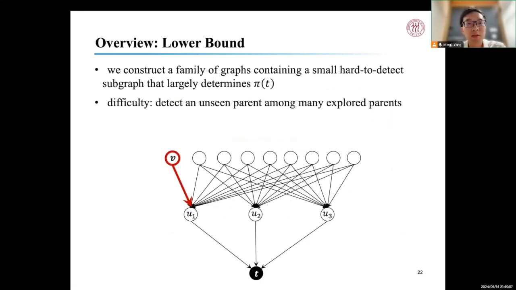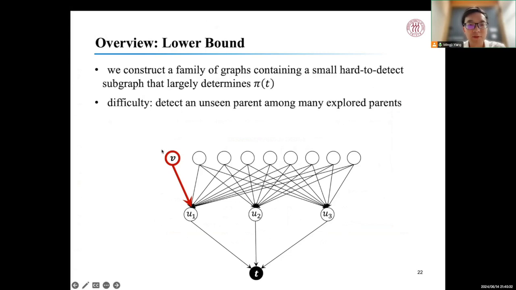On the other hand, for lower bounds, we construct a family of graphs containing a small and hard-to-detect subgraph that largely determines the magnitude of pi t. And the difficulty to detect the subgraph comes from detecting an unseen parent among many explored parents. Let me explain using this graph.